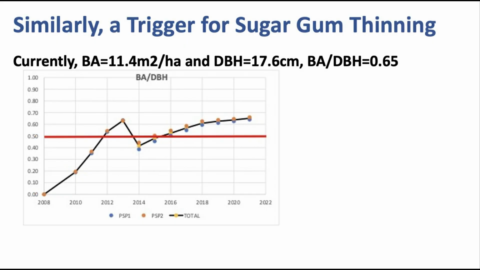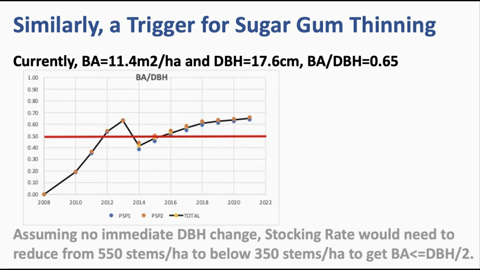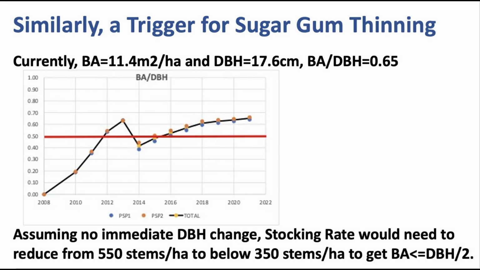Similarly with the sugar gum, they've currently got a ratio of basal area to DBH of about 0.65. And so, assuming no immediate change in DBH as a result of thinning, the stocking rate would need to be reduced from 550 again down to about 350 stems per hectare. So this has been a useful way of determining when and how much one should thin in order to avoid excessive competition between the trees, which could then reduce the growth in DBH, which is what you're looking for in commercial trees in the future.